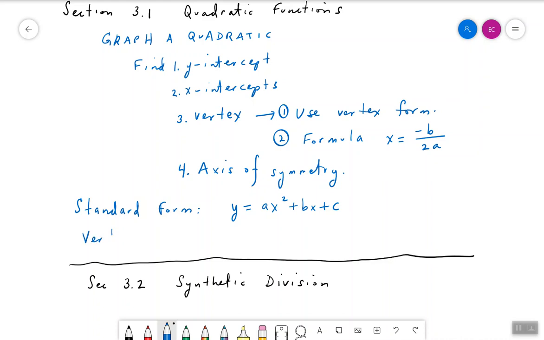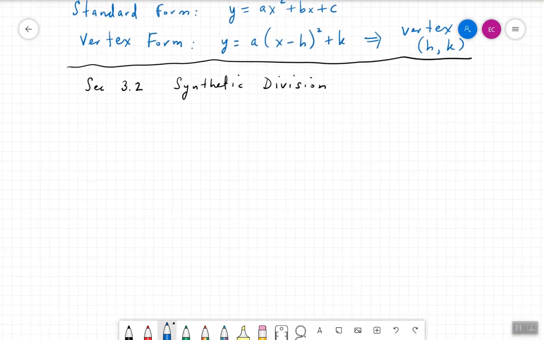And then the new form, we saw standard form back in chapter 1 when we solved quadratic equations. Vertex form was new in section 3.1, and that says y equals a times x minus h squared plus k, which gives us a vertex at h comma k. Okay, let's go on to section 3.2.